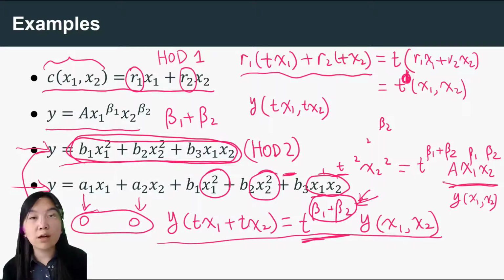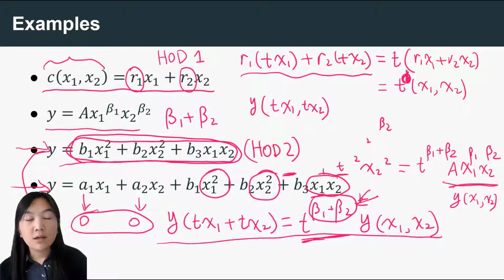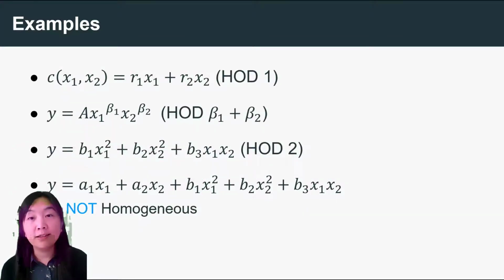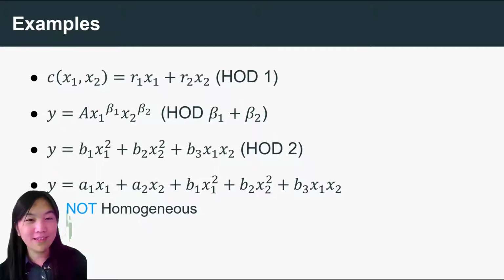You should try to derive this, or find the degree here, by yourself. These are the answers that I provided to you. So the last one is not homogeneous.